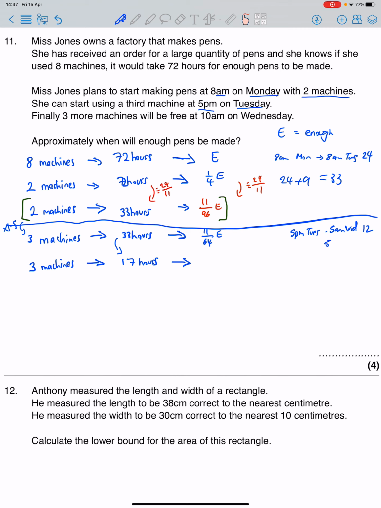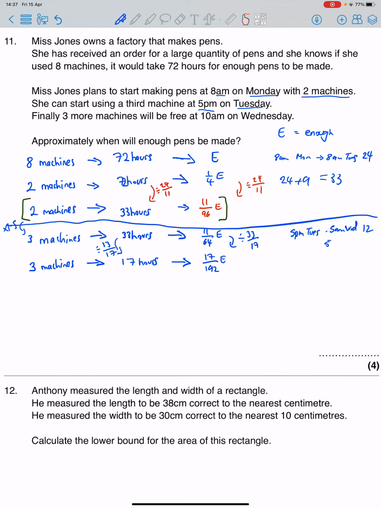Love it when the calculator does that. So we've divided by 33 over 17. So we must also divide this number by 33 over 17. I'm laying it out like this just because it makes it clear. So 11 over 64 divided by 33 over 17, which is 17 over 192. That's how many pens are made in that time.